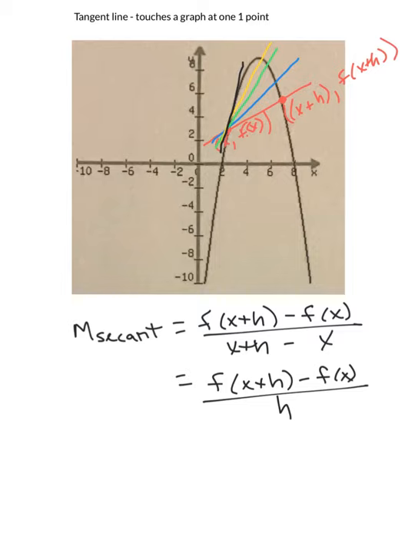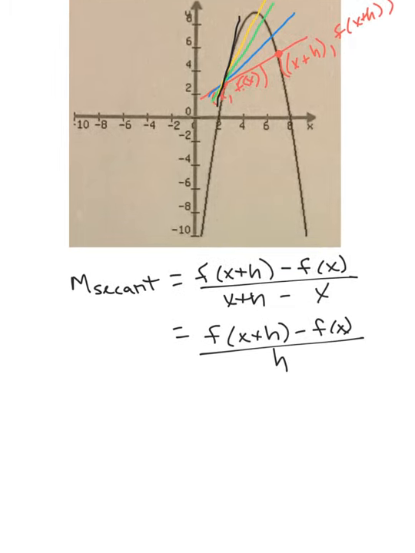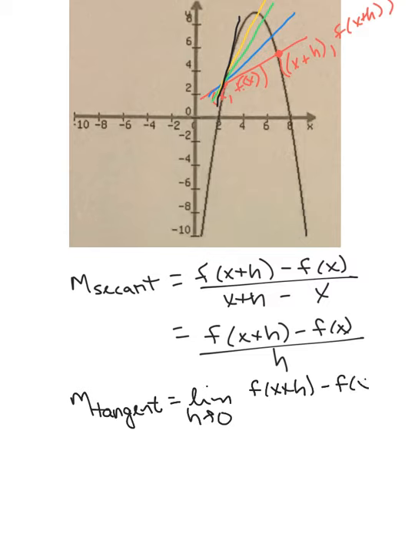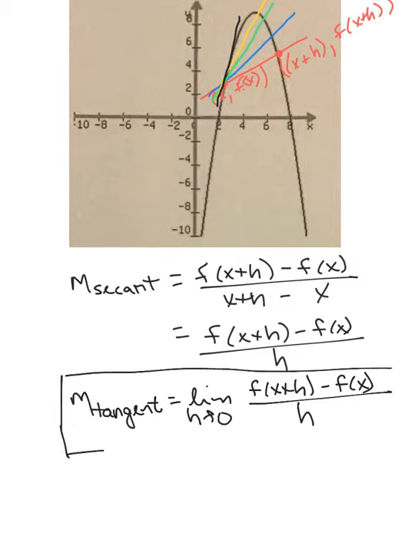But the slope of the tangent line means that the h was getting smaller and smaller and smaller and approaching 0. So the slope of the tangent is the limit as h approaches 0 for the secant line. So we get the limit as h approaches 0 of f of x plus h minus f of x over h. This is the thing that we will be working with now, the slope of the tangent line formula.